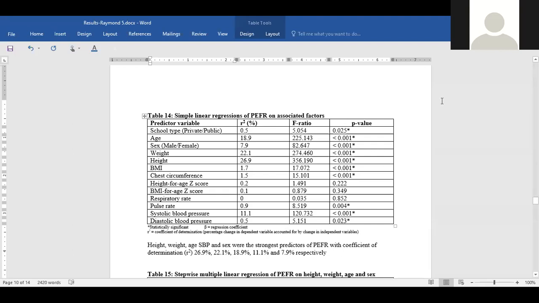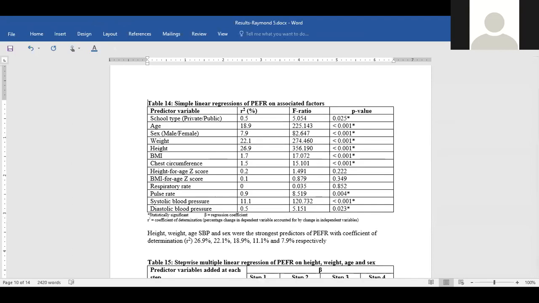I don't want to be doing the simple regression here, but I want us to go and do the multiple regression. I just wanted you to see the result of the simple regression, though this is not the subject of our lesson today. I was just looking at the title. You said simple linear regression of peak expiratory flow rate on associated factors. I would have thought the factors were the ones explaining the peak respiratory flow rate.